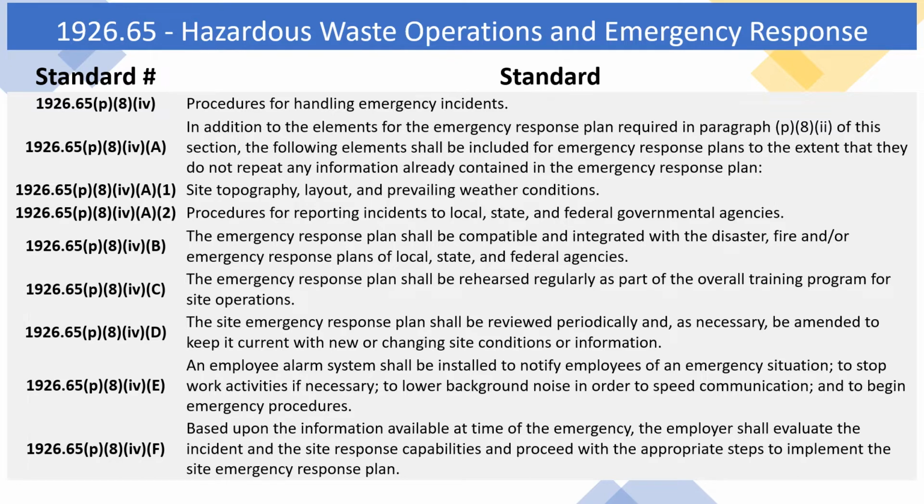1926.65 P8-4E. An employee alarm system shall be installed to notify employees of an emergency situation, to stop work activities if necessary, to lower background noise in order to speed communication, and to begin emergency procedures. P8-4F. Based upon the information available at time of the emergency, the employer shall evaluate the incident and the site response capabilities and proceed with the appropriate steps to implement the site emergency response plan.